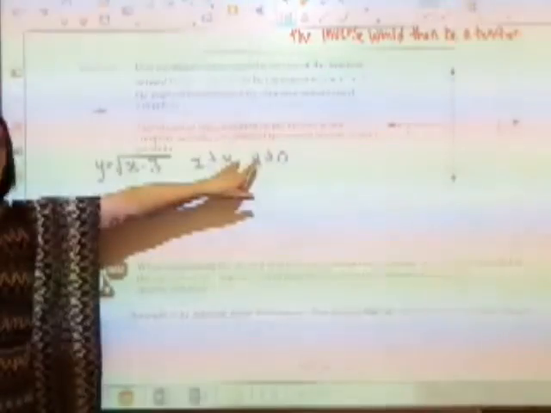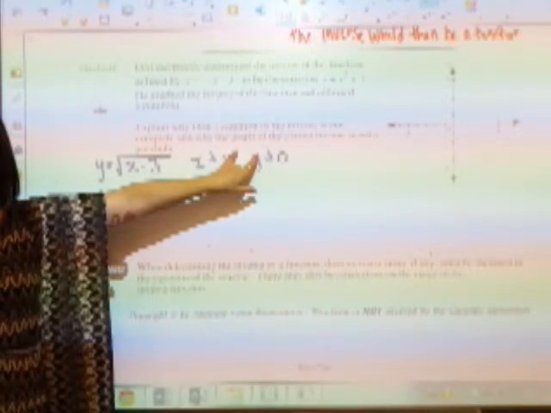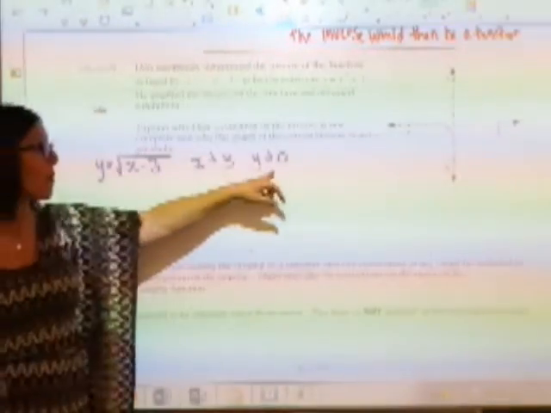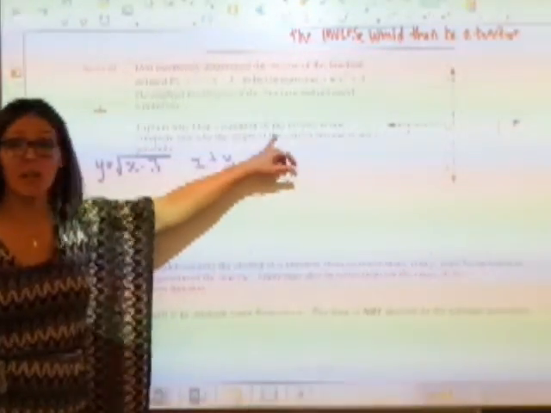So with that said, when I go to do my inverse, what's going to happen to my domain and the range? They're going to switch. So in my inverse relation, my domain is going to have a restriction where x has to be greater than or equal to 0.